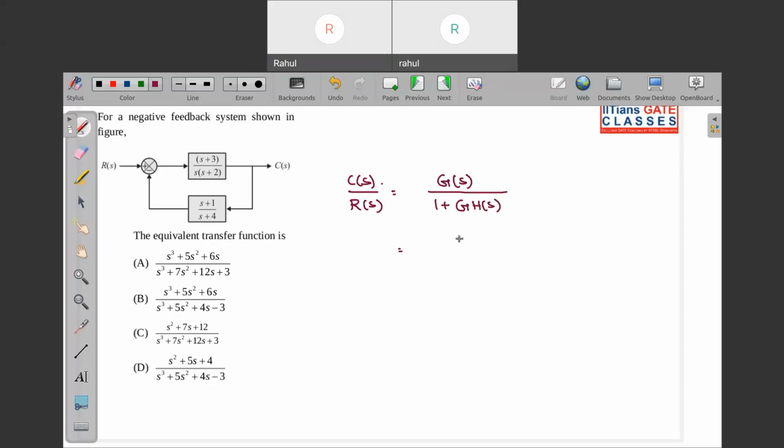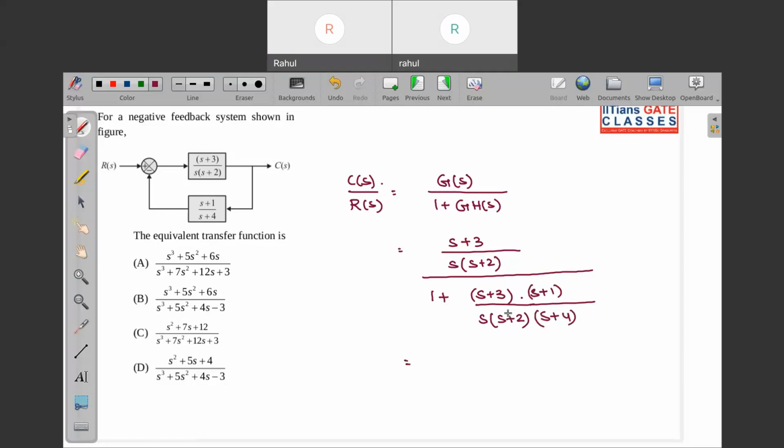So G(s) is given over here: (s+3)/(s+2). So 1 plus (s+3)/(s+2) times (s+1)/(s+4). If we solve this, you can see what this will be. s+3 means I am multiplying numerator and denominator by (s+2)(s+4). So this will be (s+4) divided by (s+2)(s+4) plus (s+3)(s+1). So this will be what?